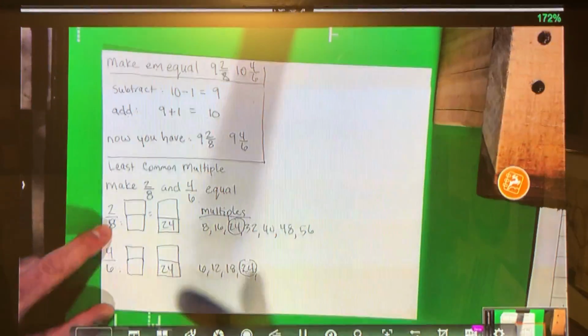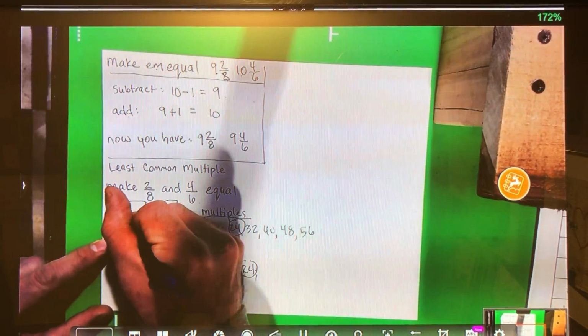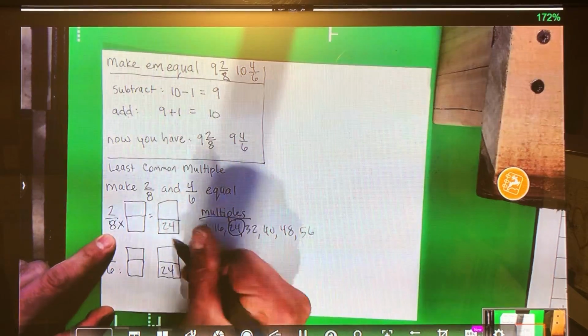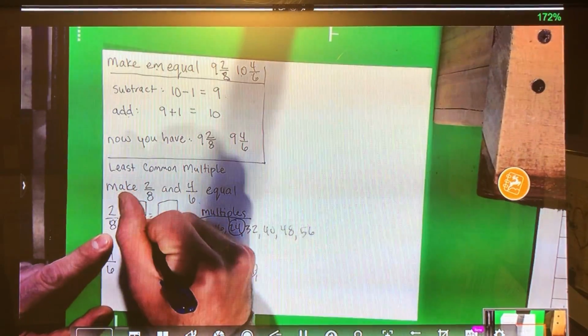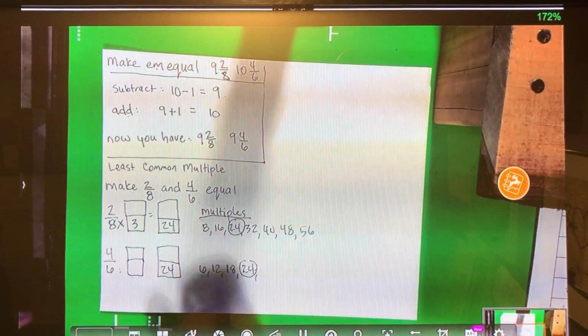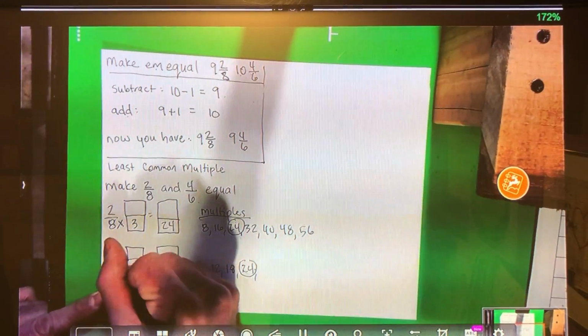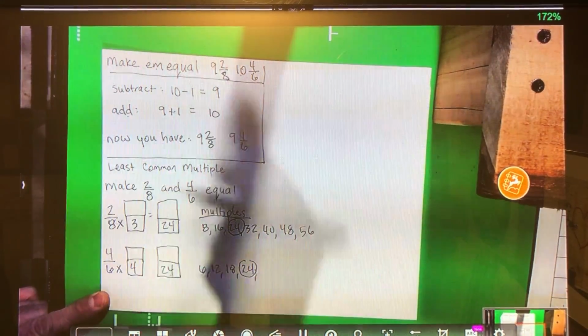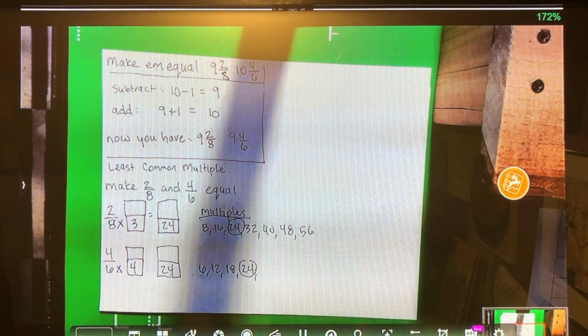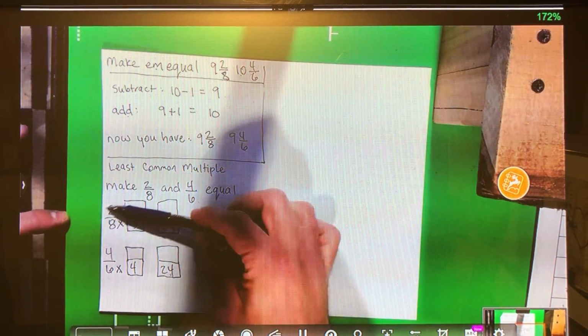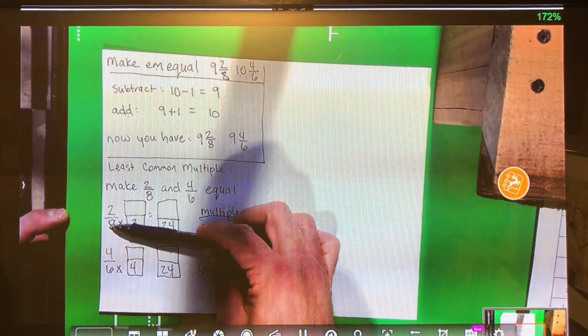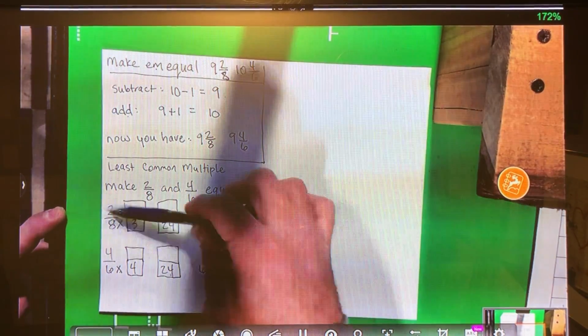Because you have to ask yourself, what did you do to 8 to make 24? Well, we multiplied it by 3, okay? What did you do to 6 to make 24? We multiplied it times 4. The big kicker here is whatever you do to any number in your fraction, whatever we're doing to 8, we have to do the same exact thing to 2.